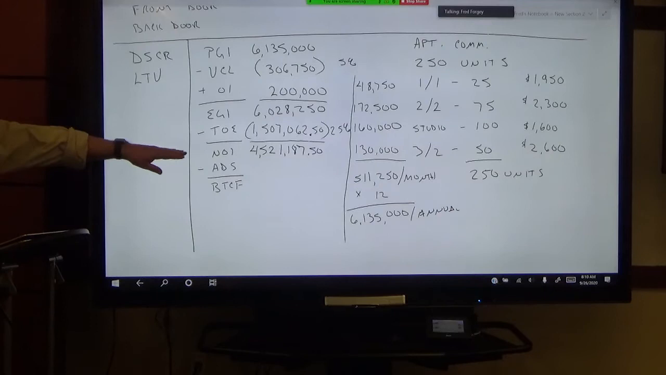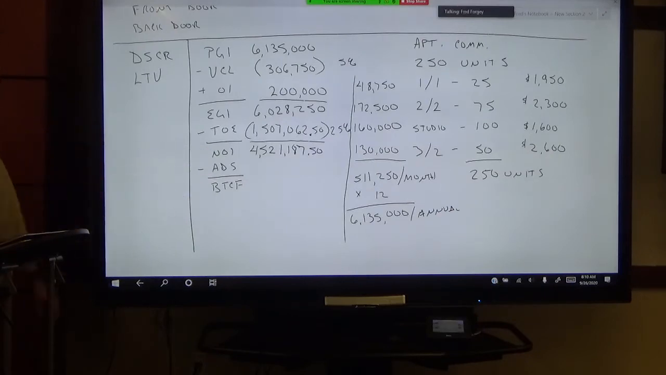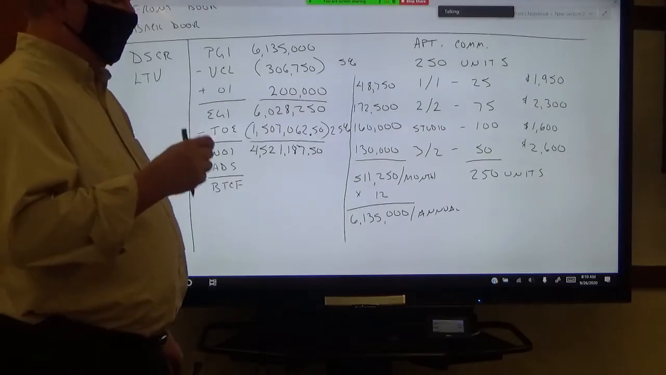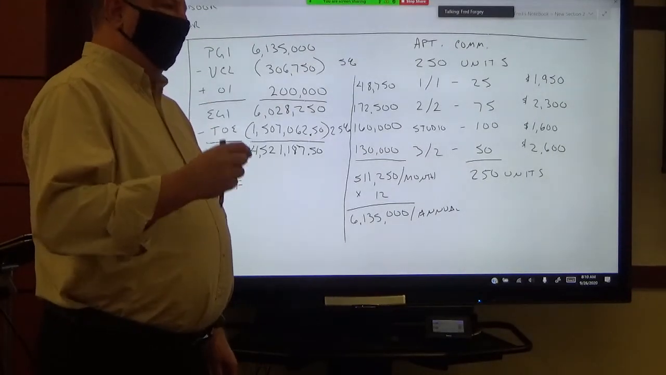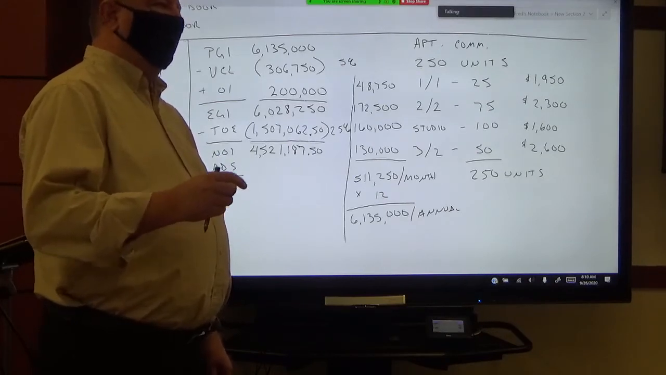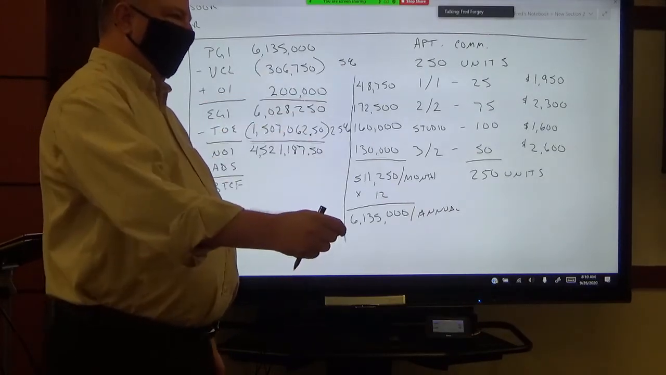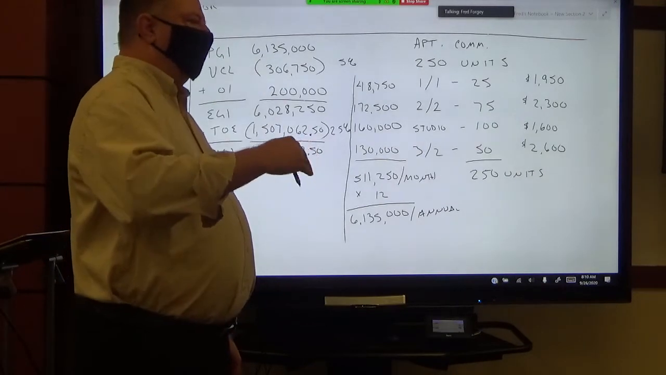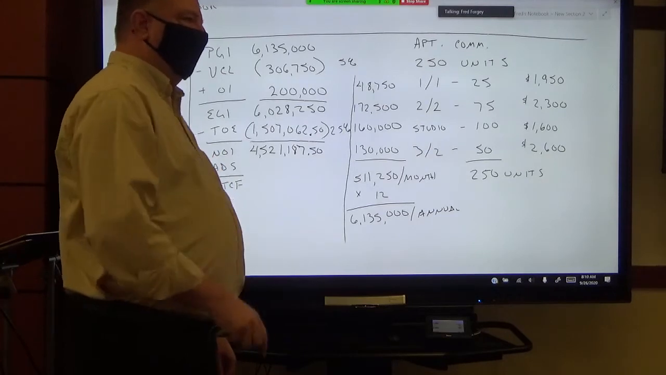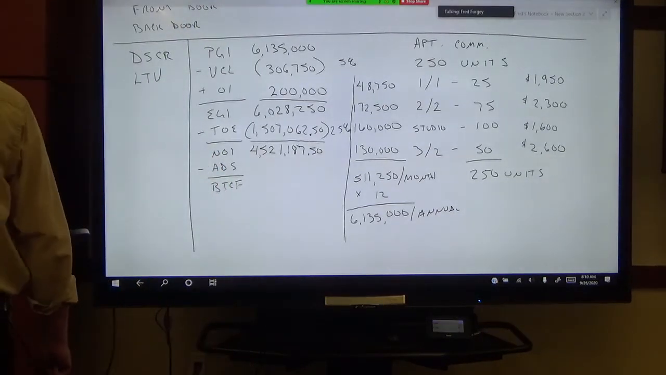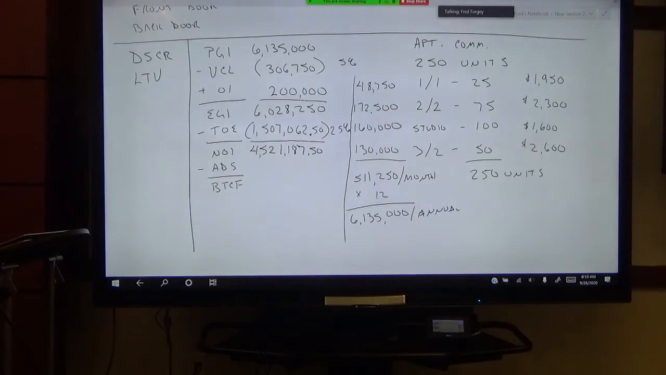Now, this next line item, annual debt service. I'm going to say this a couple different times, this is not just the interest expense. This is principal and interest for all of your mortgage payments for a year. Okay? So you're going to, in essence, still have a monthly mortgage payment, but you're going to have to annualize it. All right?